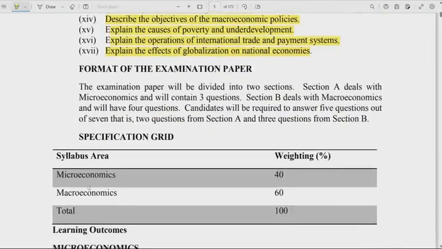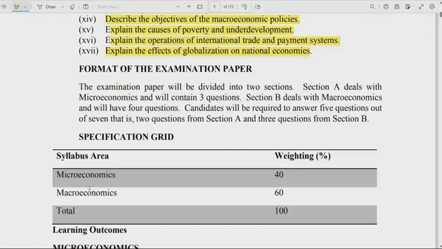So let's now look at the format of the exam paper. The examination paper will be divided into two sections. So you have section A, which is dealing with microeconomics. So we're talking about the first 5 chapters. And the first 5 chapters are worth 40 marks. Section A is worth 40 marks.